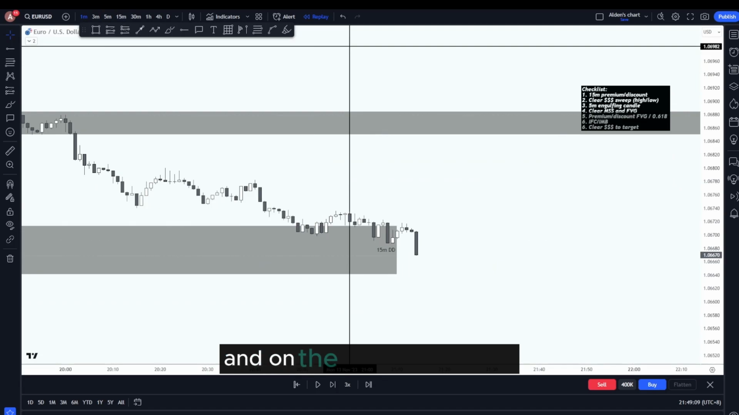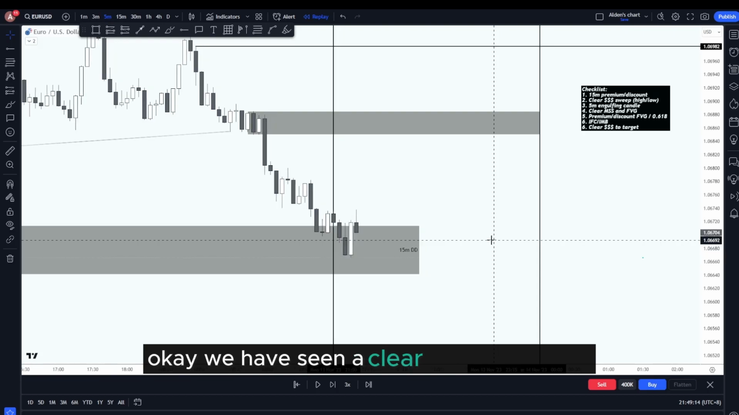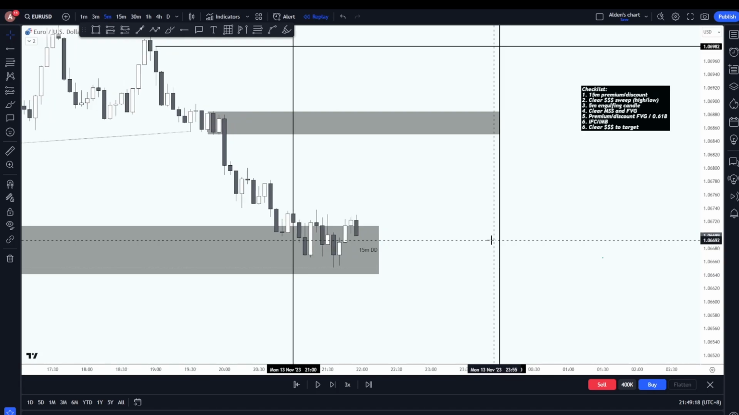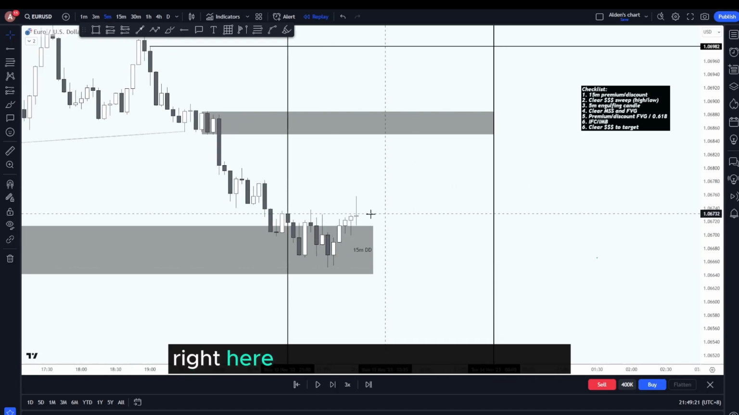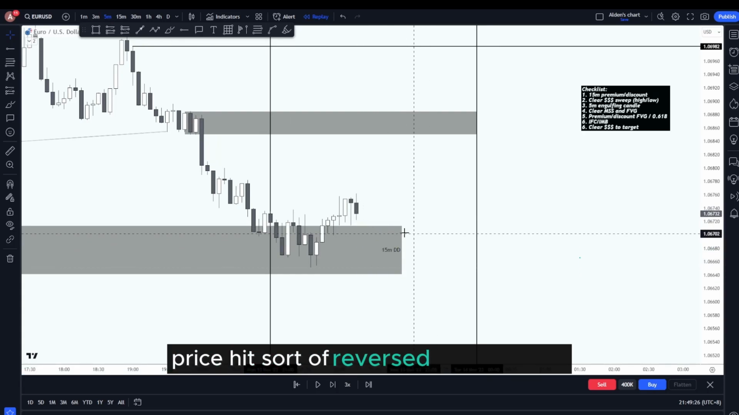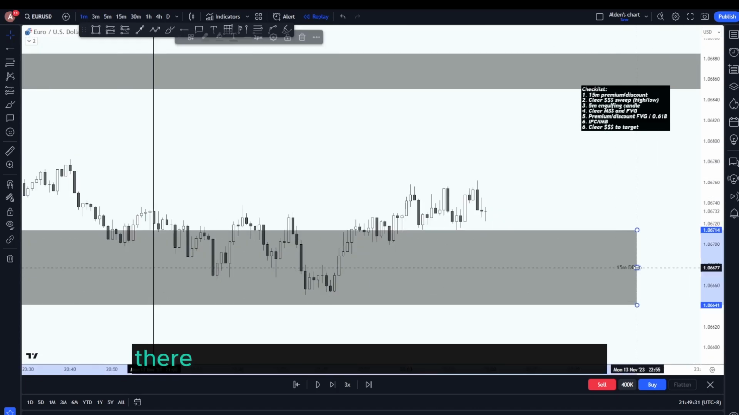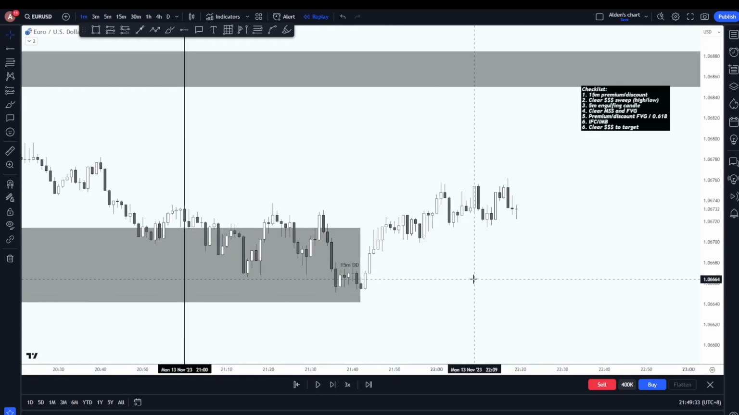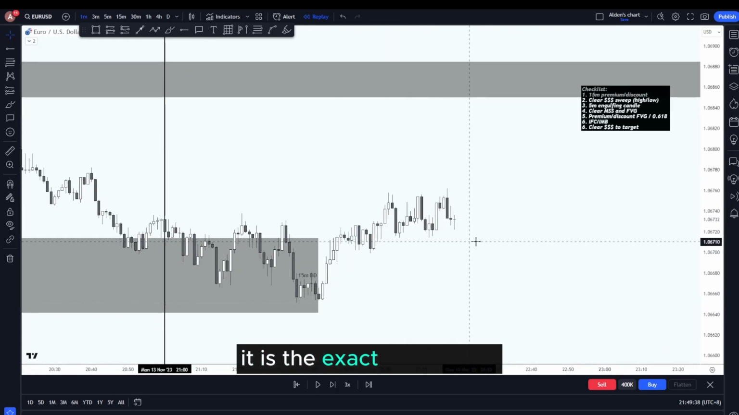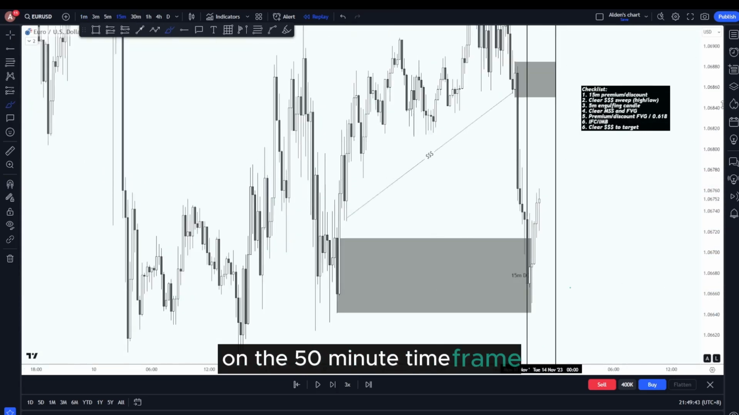And on the 5-minute chart, okay, we could have seen a clear reversal pattern right here. So we can see pretty much price had sort of reversed up from here, and when I went to the 1 minute chart, there was actually this opportunity right here. So okay, what do I see right now? It is the exact same thing. This movement is the exact same thing on the 15-minute time frame.